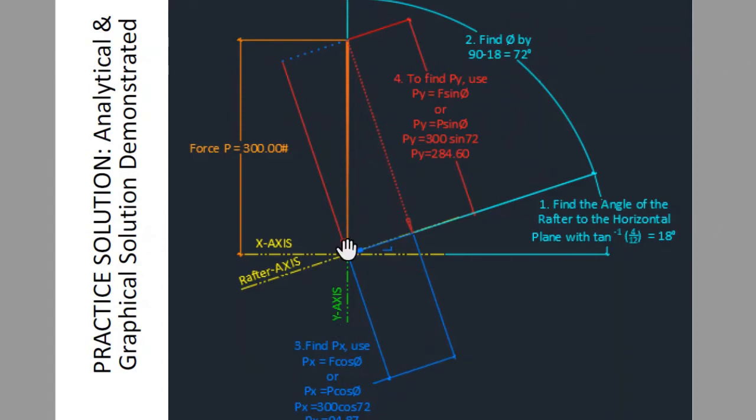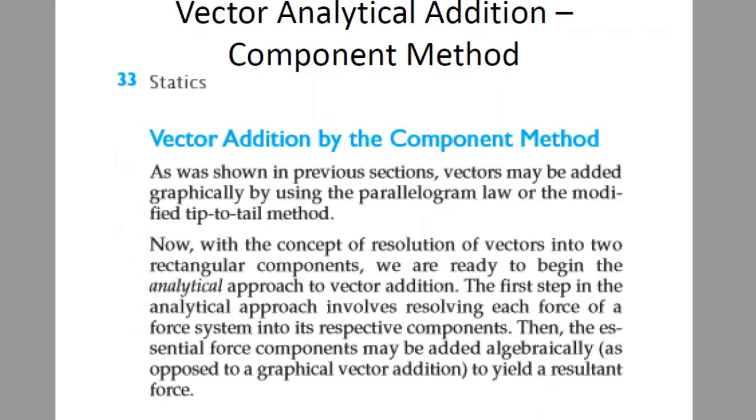Next, we're going to find Px by using the function Px is equal to F times the cosine of theta. And we find that Px is equal to 94.87. And to find Py, we use Py is equal to F times the sine of theta, or Py is equal to P times the sine of theta. And we find that Py is equal to 284.60.